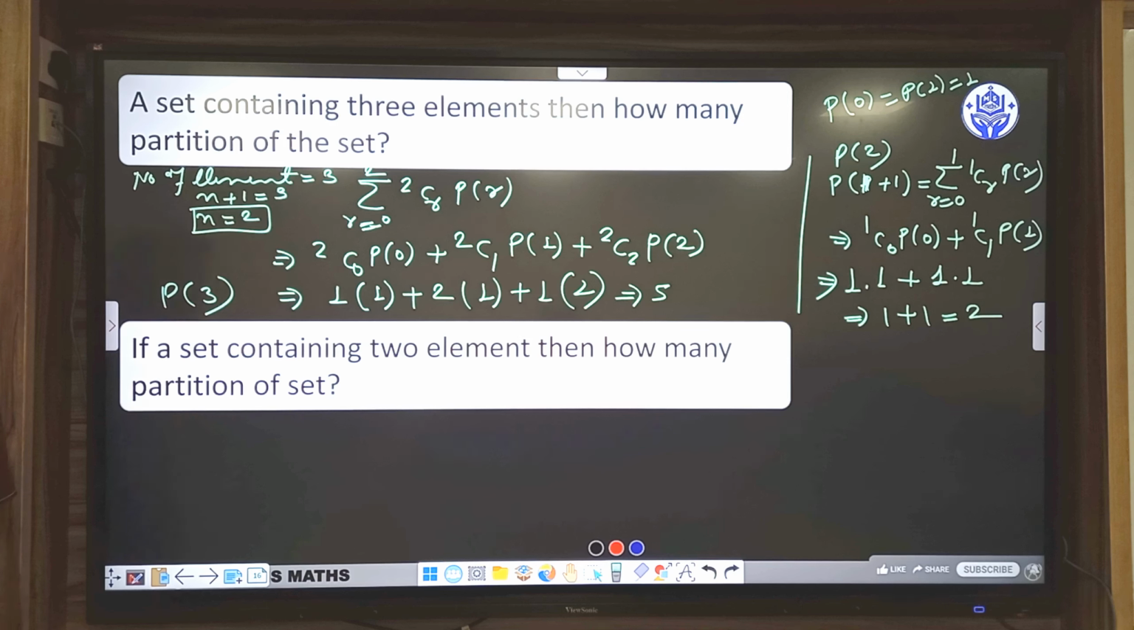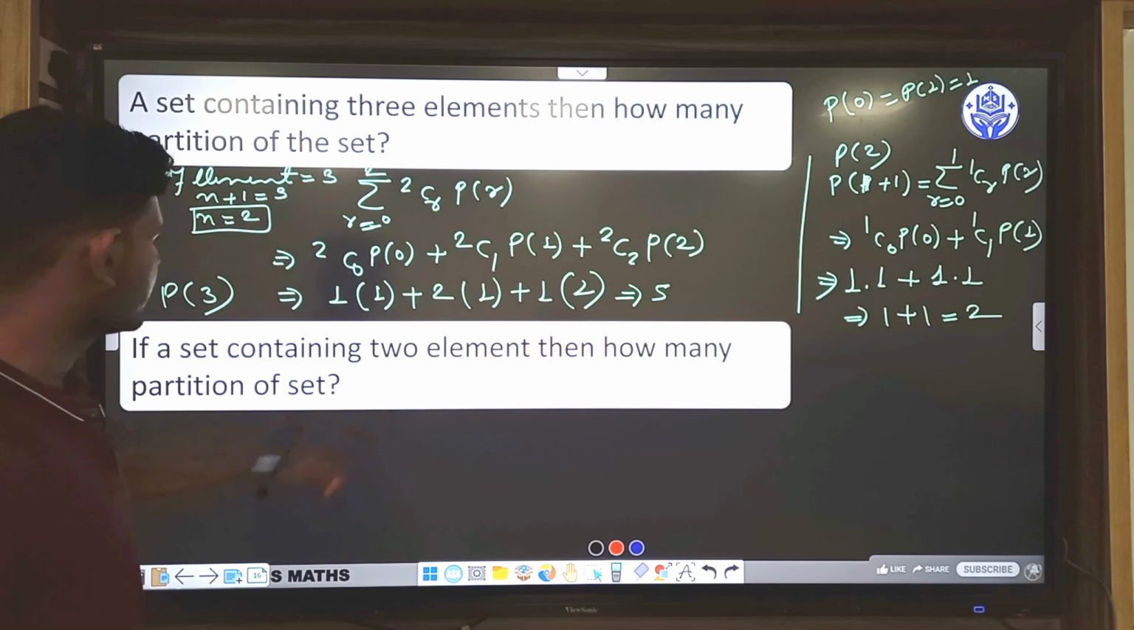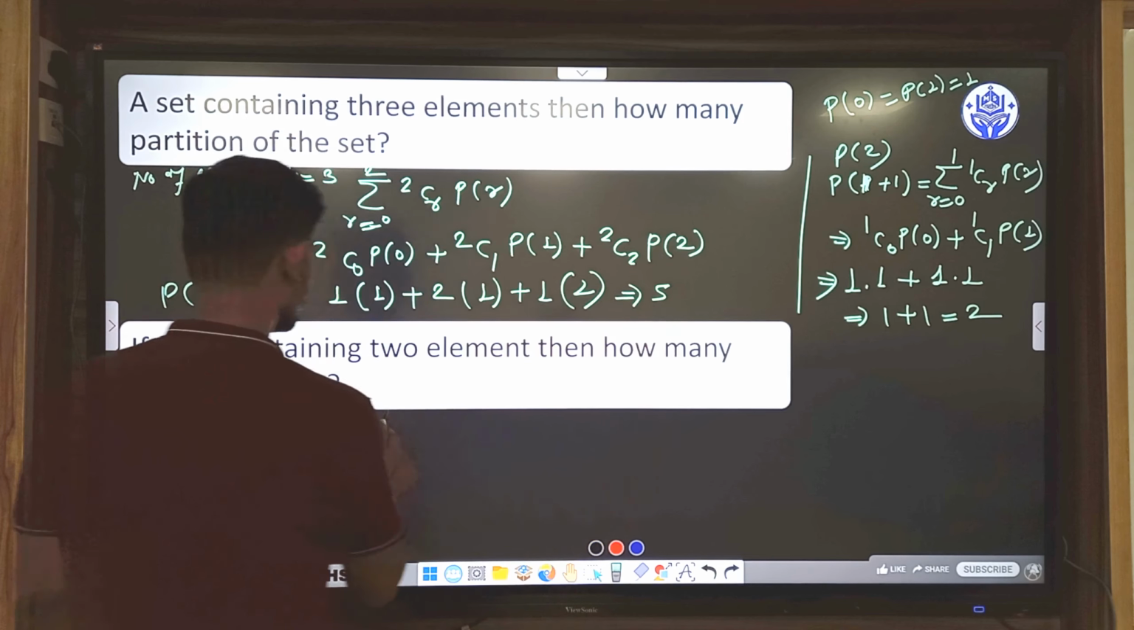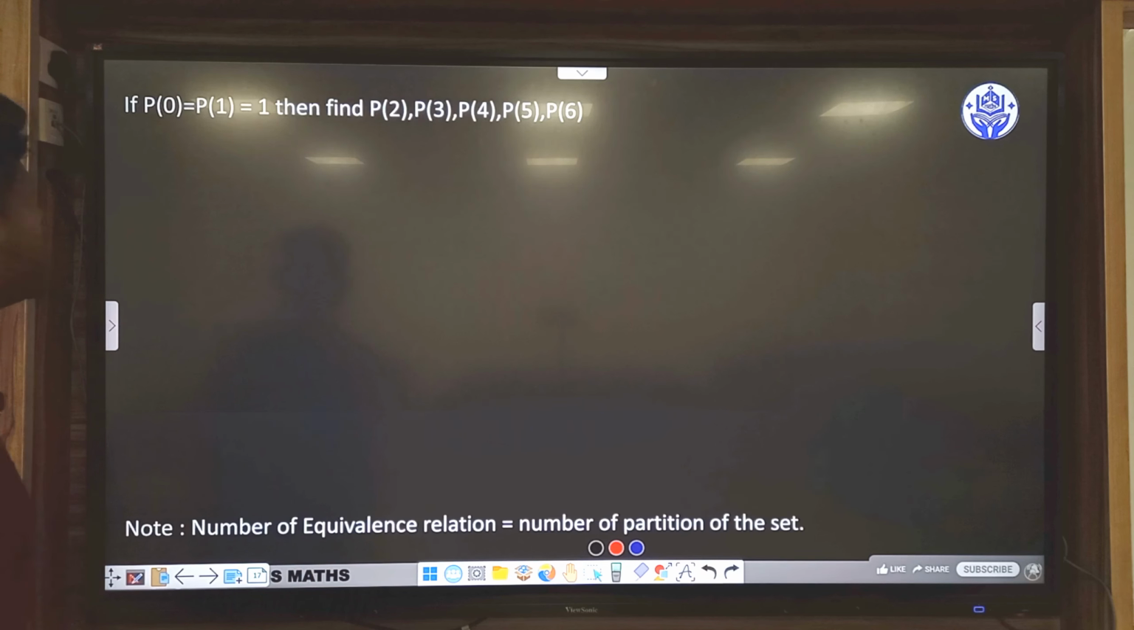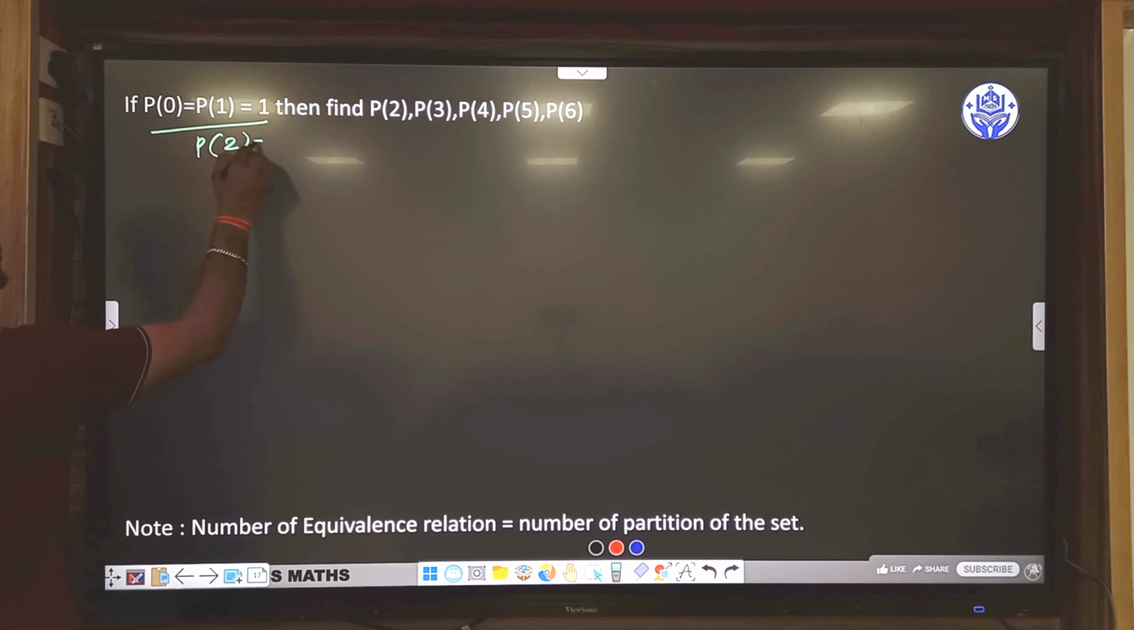Now, can I find the next? For 2, I have already done it, so my P2 is 2. P3 is 5.